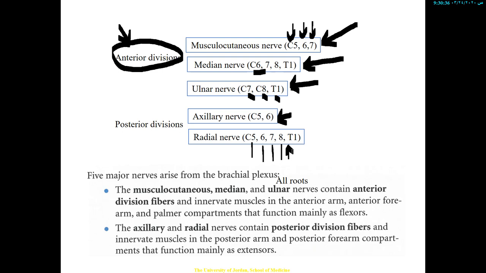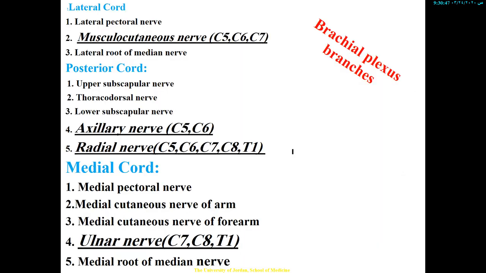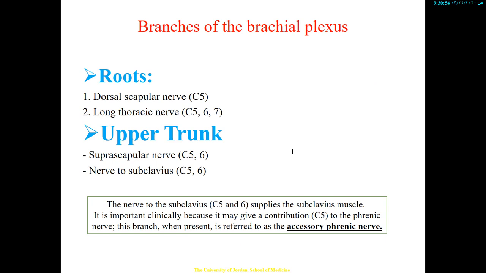So we have here three cords, and we name them medial, lateral, and posterior according to the second part of the axillary artery. I think we talked about this many times. And of course, after the cords, we conclude with terminal branches coming from each cord. The lateral cord gives us 2L plus 1M: lateral pectoral nerve to pectoralis major, musculocutaneous nerve, and of course the lateral root of the median nerve.